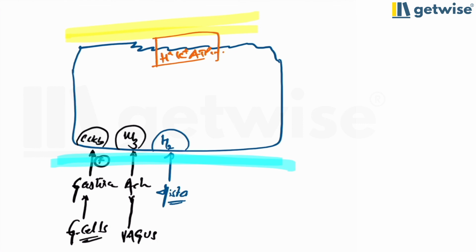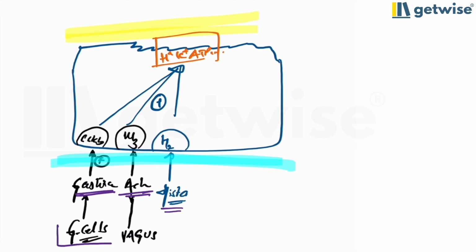So all these three will stimulate the H plus K plus ATPase. So you can say that gastrin, ACh and histamine will positively regulate the HCl secretion. They will stimulate the HCl secretion.